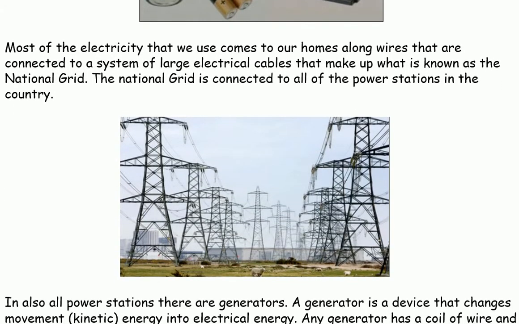Most of the electricity that we use comes to our homes along wires that are connected to a system of large electrical cables that make up what is known as the national grid. The national grid is connected to all the power stations in the country.